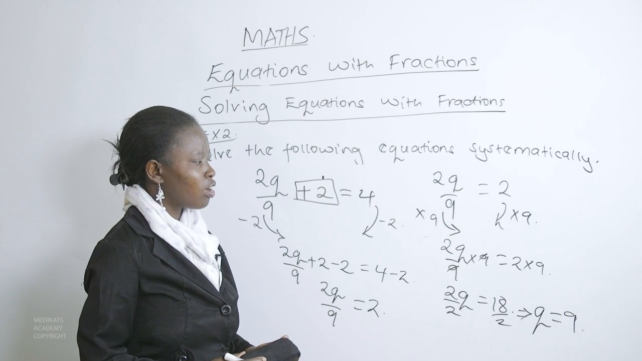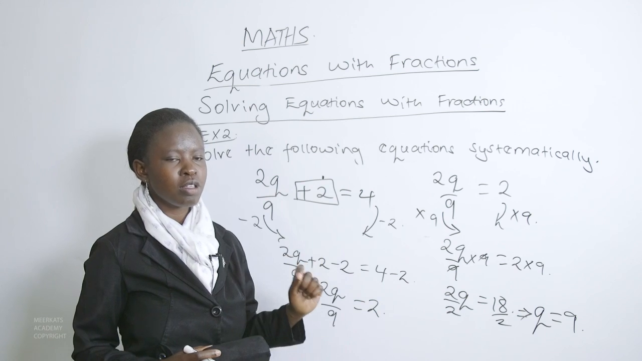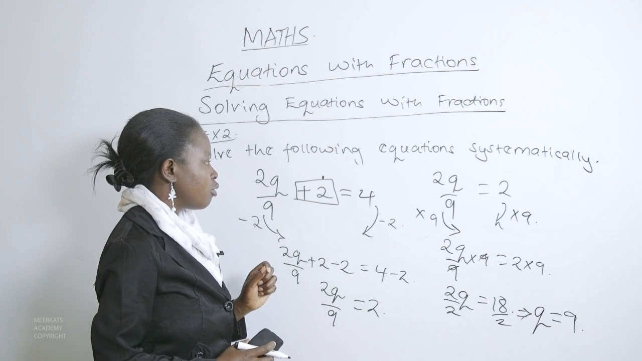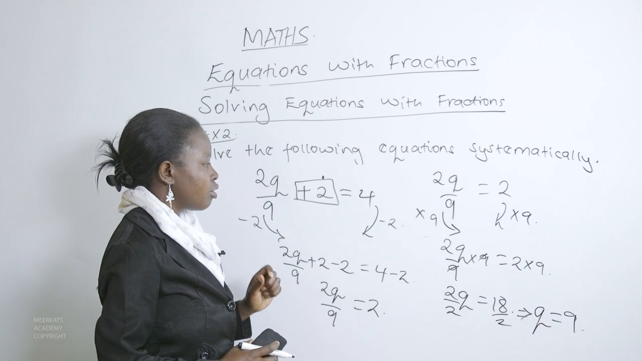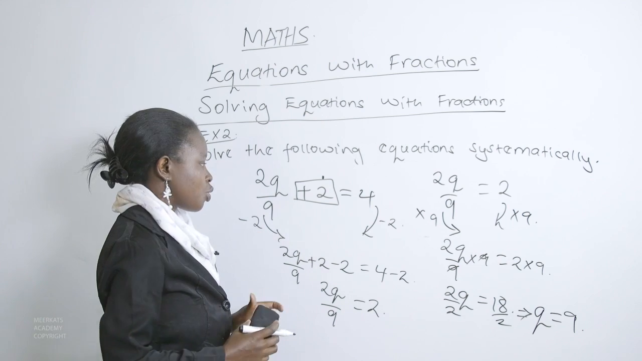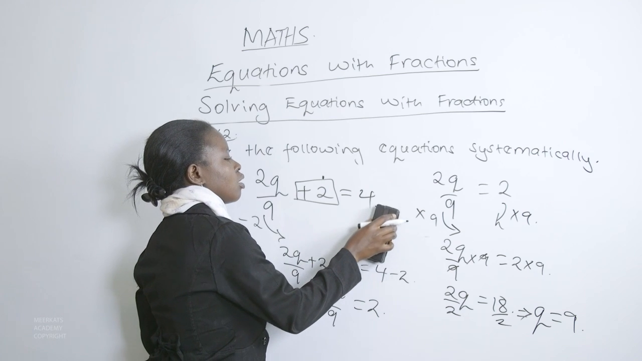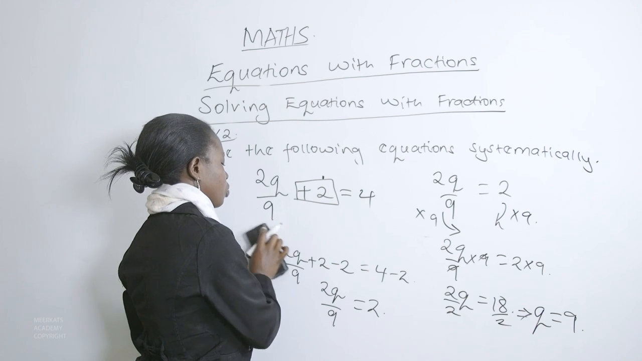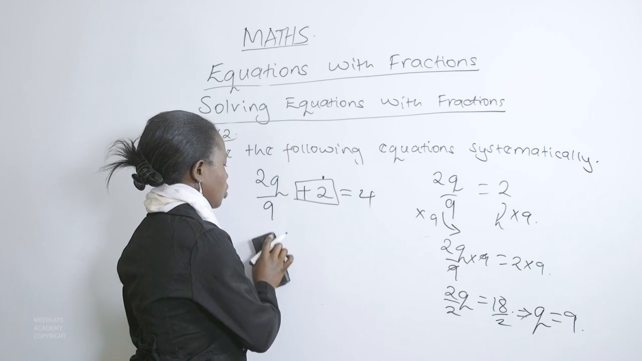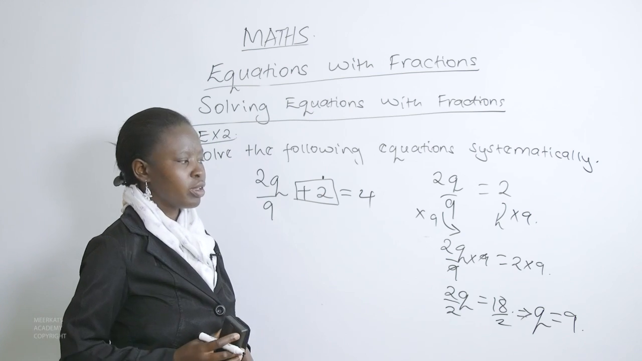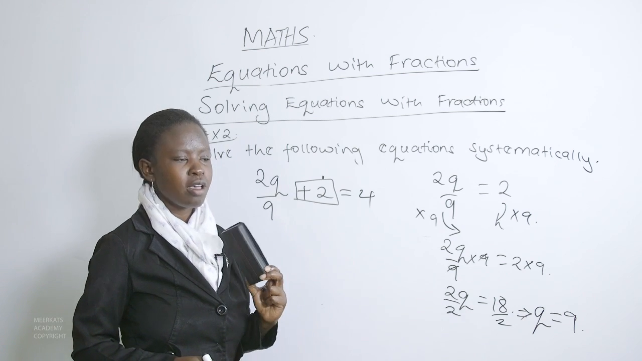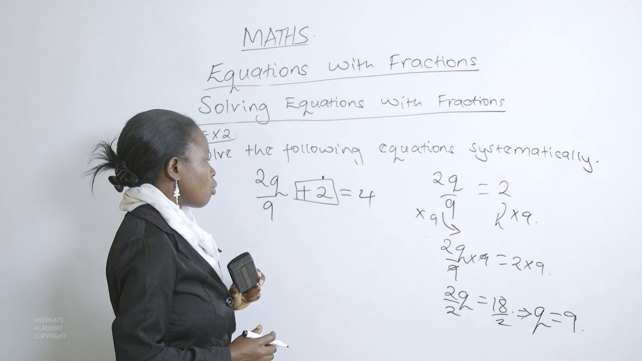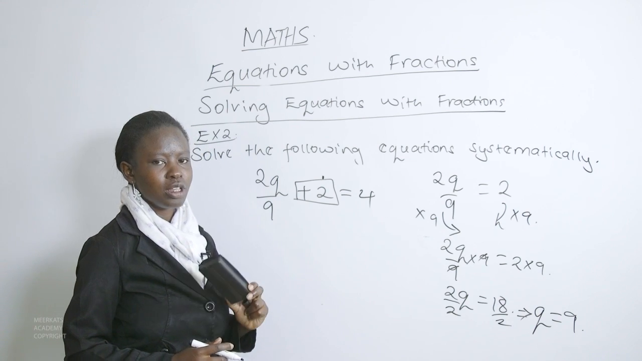So after getting the value of q, let us substitute in our original equation to find out if it really gives us a true equation. So substituting in our original equation, this is what we have. Our value for q is 9. So we are substituting q with 9. Where we have q, we are substituting it with 9.